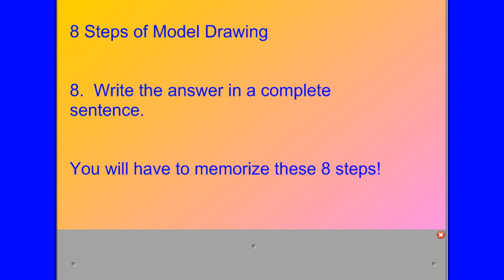And the last thing is always write your answer in a complete sentence. So model drawing is really easy to do. You're drawing a picture to represent a math problem. The nice thing about this technique is you read the problem several times. You determine the who, then you determine what they own, place the numbers in your drawing, write a number sentence, and solve for the unknown number.